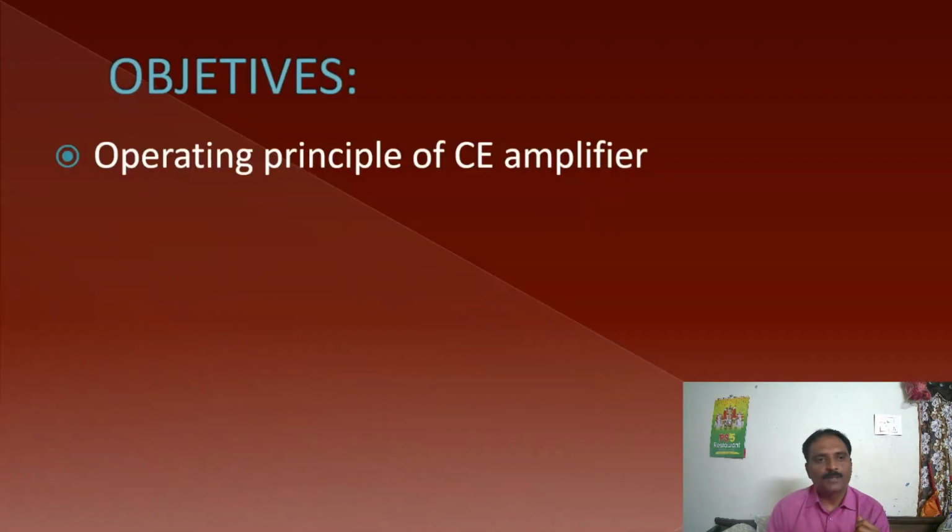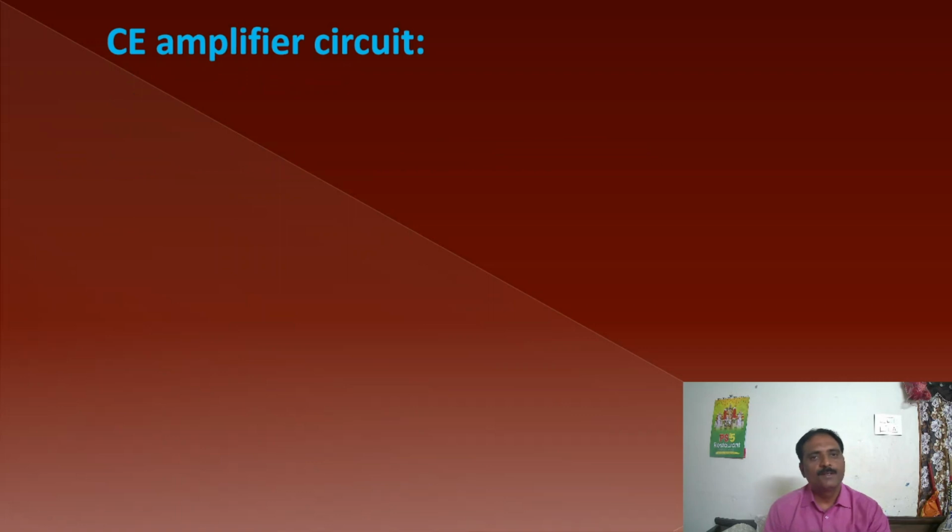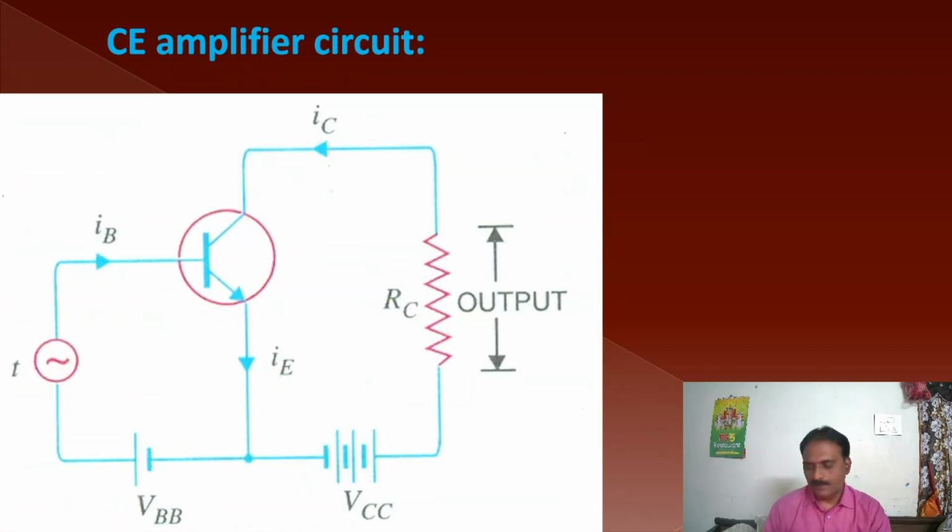So we are going to look at the operating principle of the CE amplifier, that is, the common emitter amplifier. Let me explain the common emitter amplifier circuit. For this we are going to consider an NPN transistor. This has three terminals. Let me brief you on the NPN transistor we are going to use here.